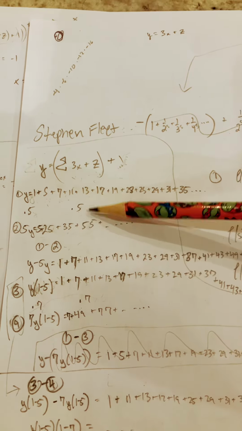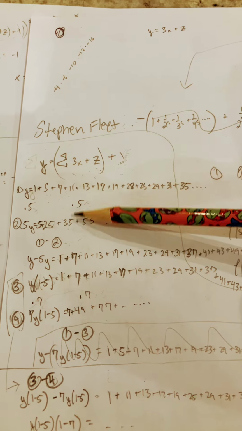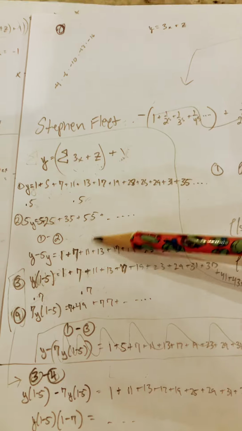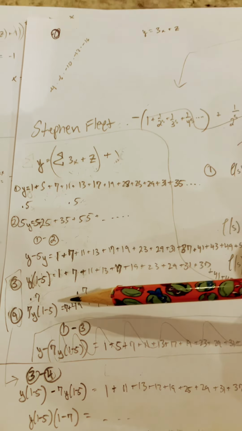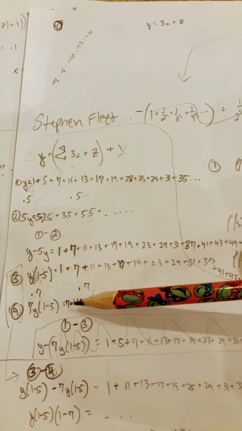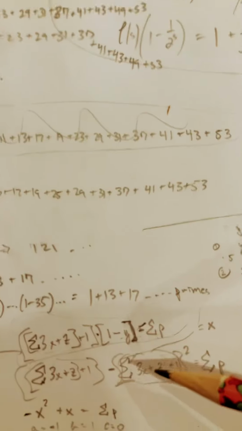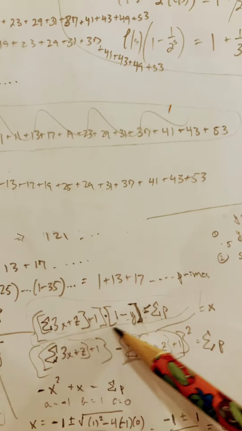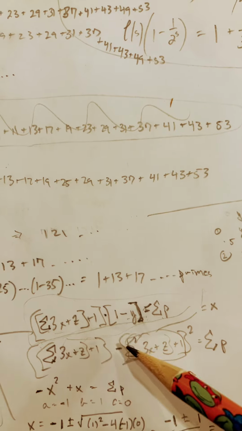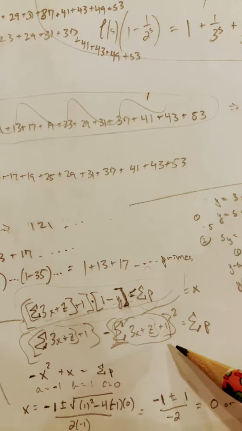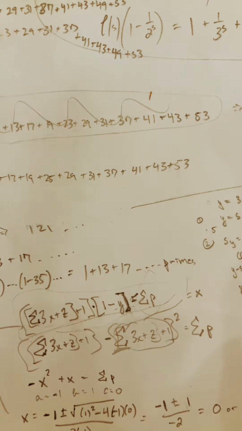And I did it to where I multiplied by 5, subtracted the first equation from the second equation. Same thing, then multiplied by 7, subtracted the third equation from the fourth equation, and so on. As I kept building it out, I essentially developed an equation like this, which is kind of similar to the Euler equation, and it would equal the sum of the primes. Then I noticed, hey, once you expand this, it's essentially a quadratic equation.